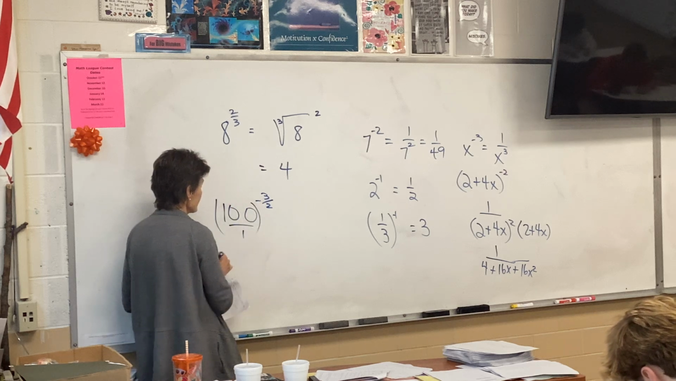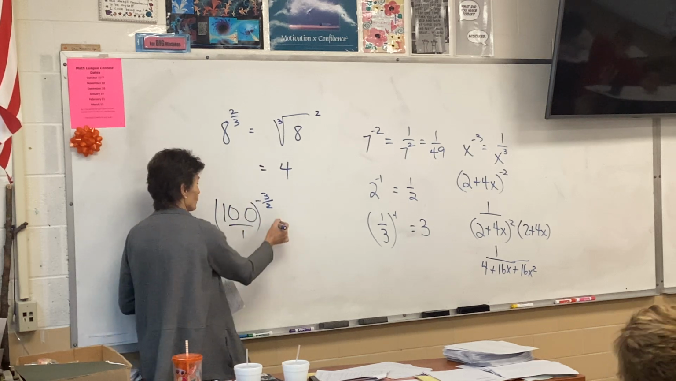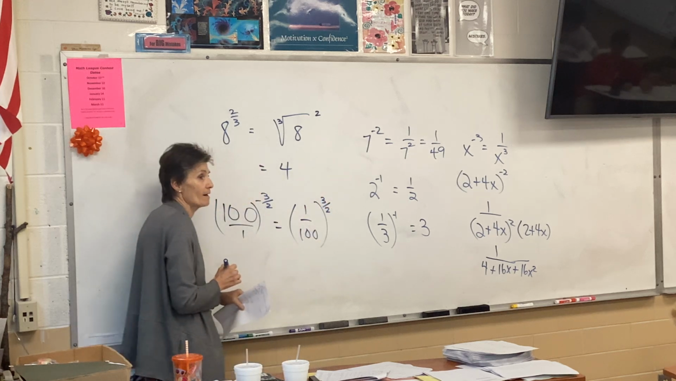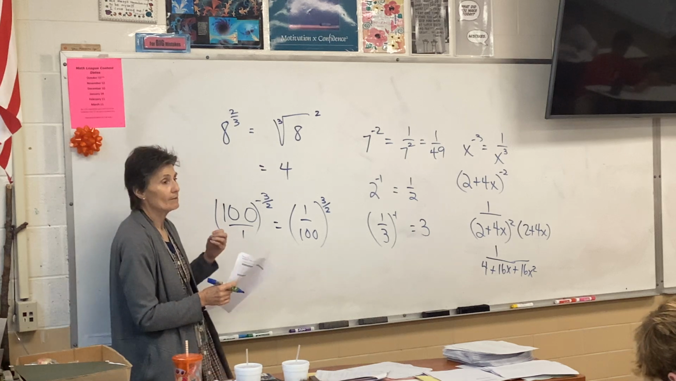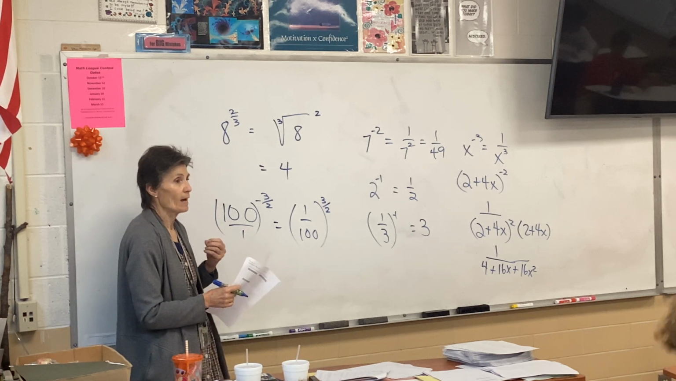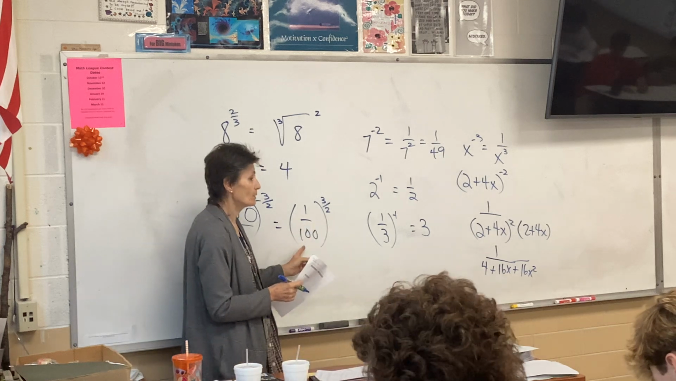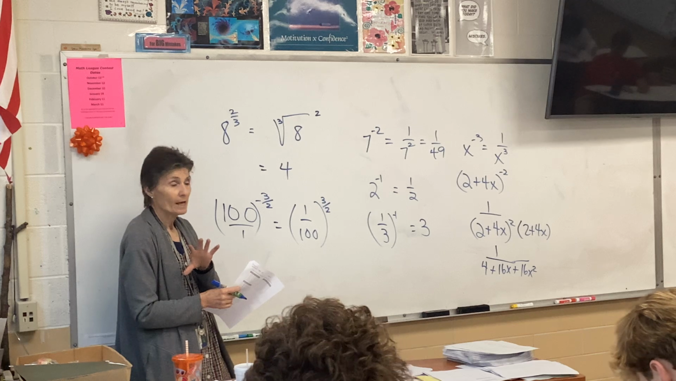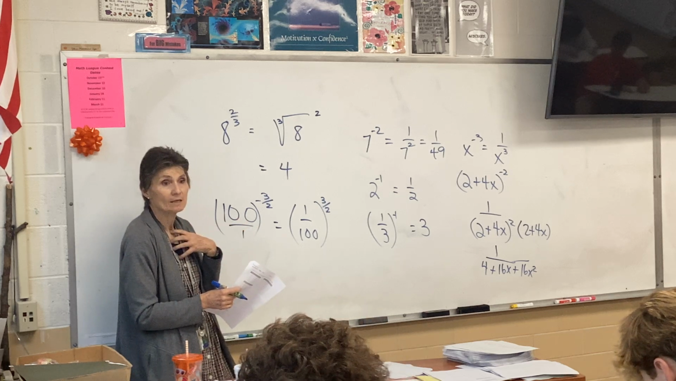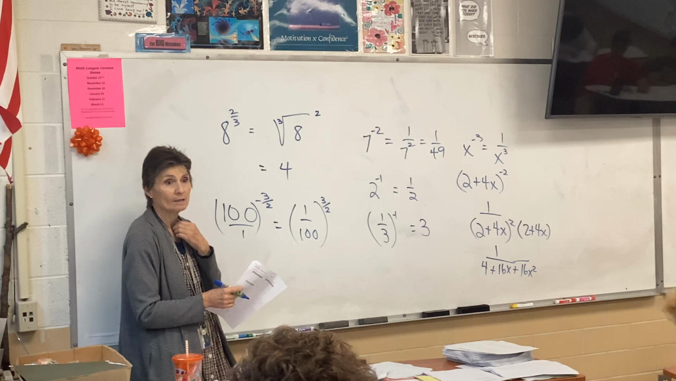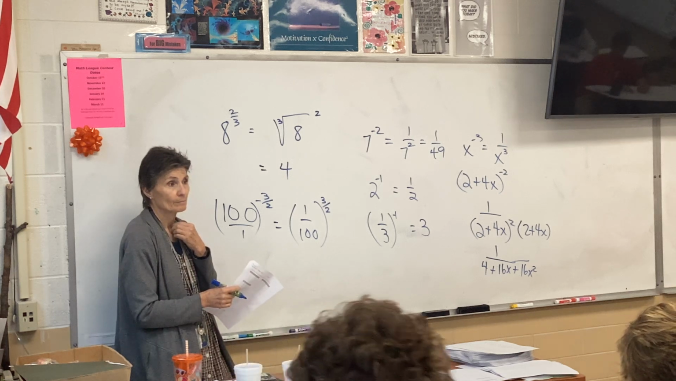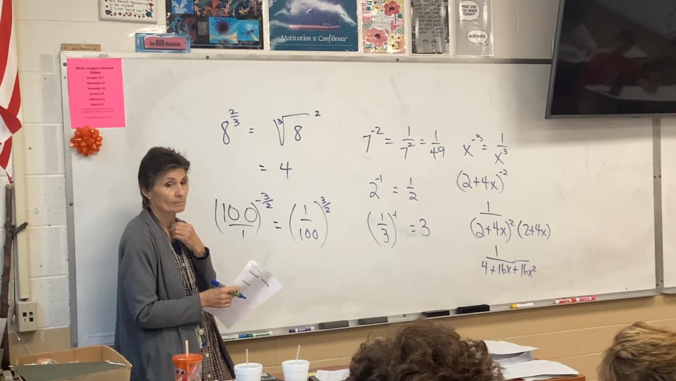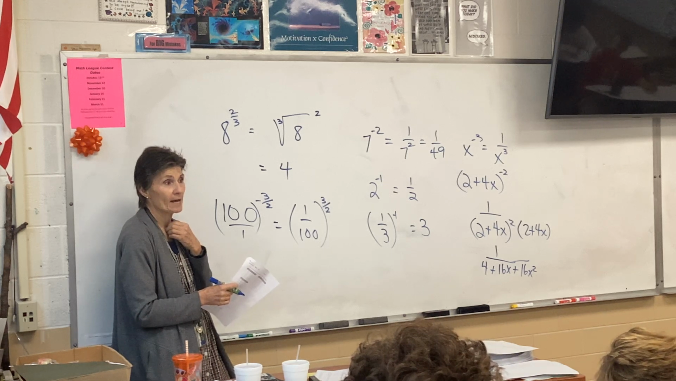So this is 100 to the negative 3/2. So think of that as 1 over 100 to the 3/2. So take care of the negative first, and then deal with the radical. So what's the square root of 100? 10. And 10 cubed is 1,000? Everybody okay with that?